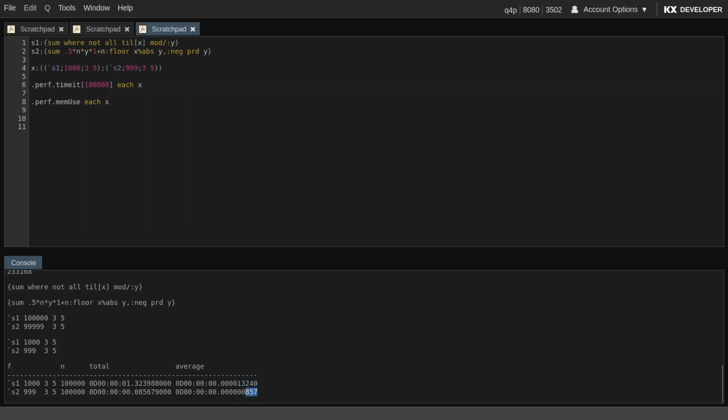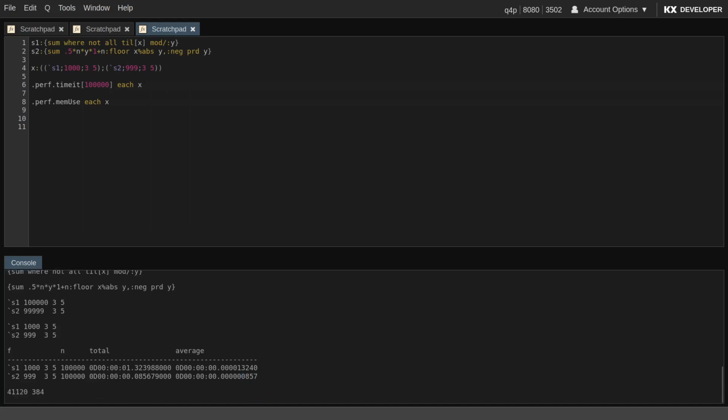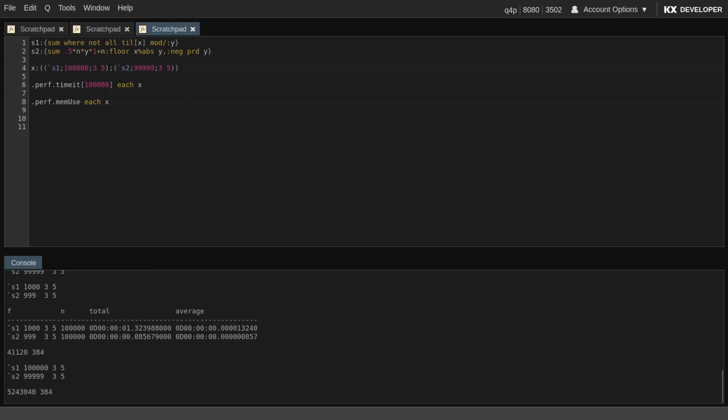much less performant in terms of time. So the average is a lot more. And if I look at the memory, you can see as well that S1 has greater memory requirements. Now, if I increase this to say 99,999 and run the memory again, you can actually see now that the memory for this has really increased, but the memory for this is still constant, still the same as it was for those lower numbers.